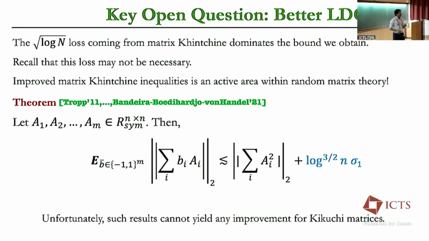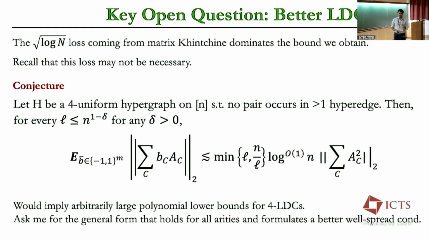Nevertheless, I believe better bounds are true, but how much better, and what better it is, is subtle. So let me make a precise conjecture, and that's essentially the last thing I'll tell you. I'll make it for just 4 uniform hypergraphs because that's all the talk was about, but there is a version of it that holds for every Q uniform hypergraph. In order to not worry too much about well spreadness, I'm just going to assume that H is a 4 uniform hypergraph such that no pair occurs in more than one hyperedge. Weaker conditions will suffice, but this is sufficient.